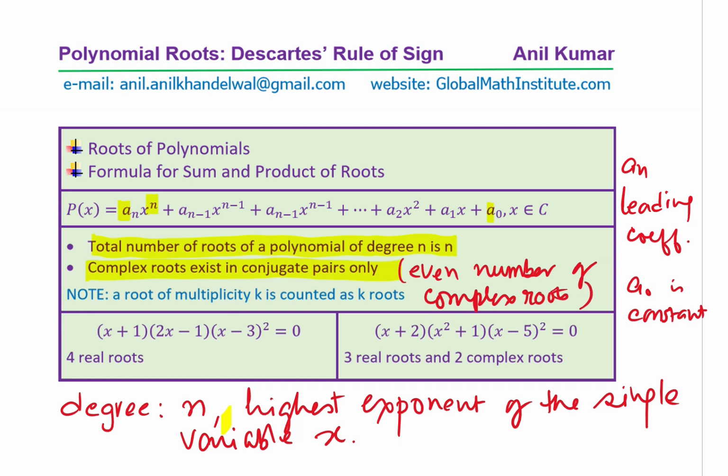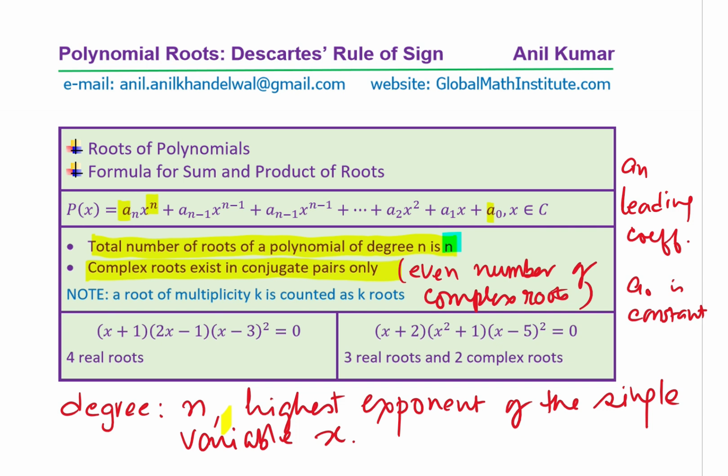Is that clear to you? Perfect. Now, when we are saying that there are n roots, n means what? How do you count the roots? A root of multiplicity k is counted as k roots. If I have x squared, that means x squared will give me two roots at x equals 0. You understand? That is what it means.